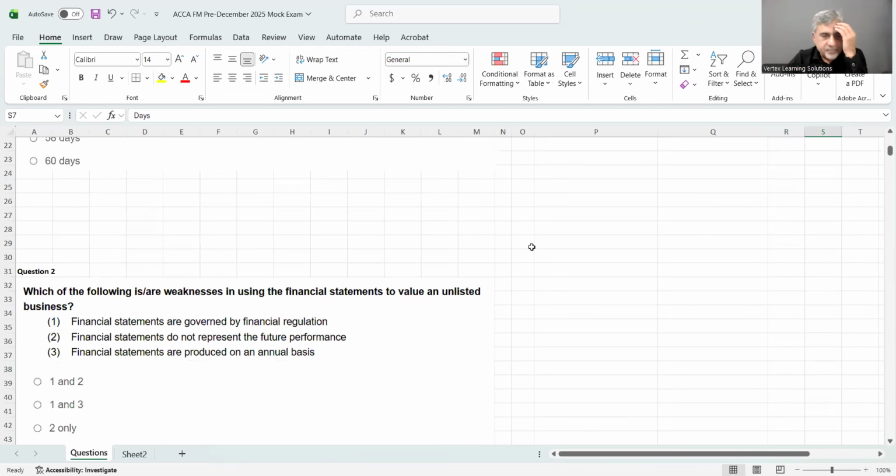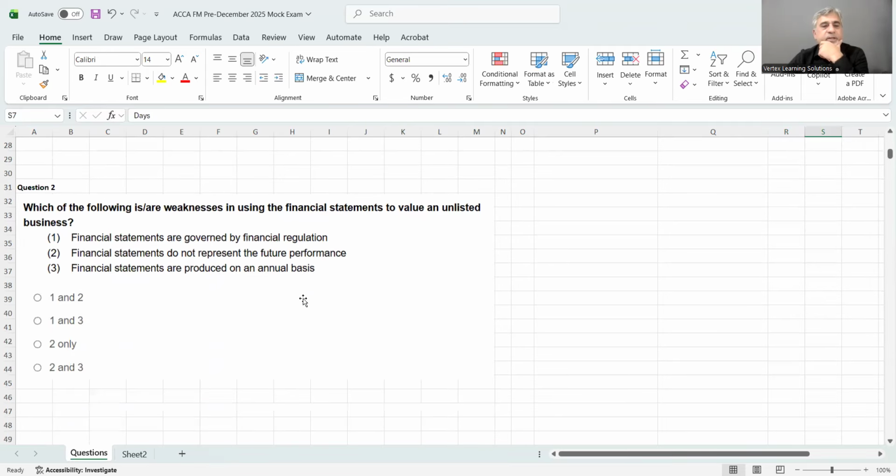If I move to question number two, which of the following are our weaknesses in using the financial statements to value an unlisted business? To value an unlisted business, you have to do business valuation. Now, you see that the first question was from chapter number 4, which was working capital, and the next question straight comes from, I don't know, maybe chapter number 13, business valuation. So that's a random thing.